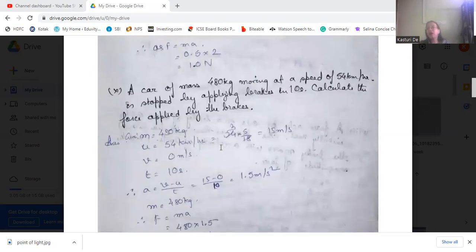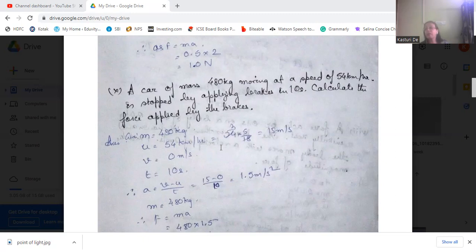Next, a car of mass 480 kgs moving at a speed of 54 kilometer per hour is stopped by applying brakes in 10 seconds. Calculate the force applied by the brakes. Given mass is 480 kgs, speed is 54 kilometer per hour, or you can say 15 meter per second. We convert kilometer per hour to meter per second by multiplying with 5 by 18. Okay, so that is 15 meter per second.